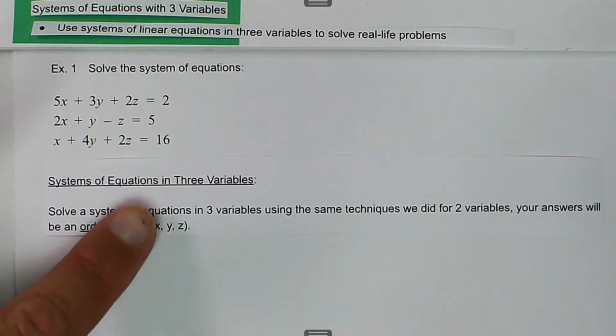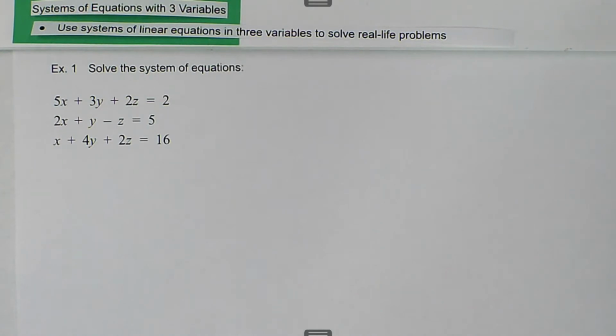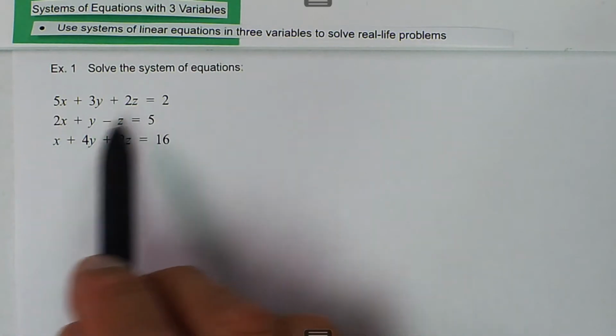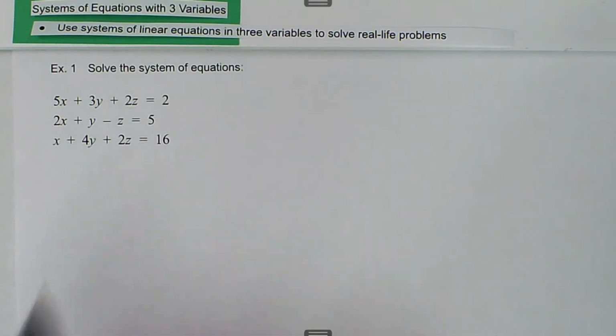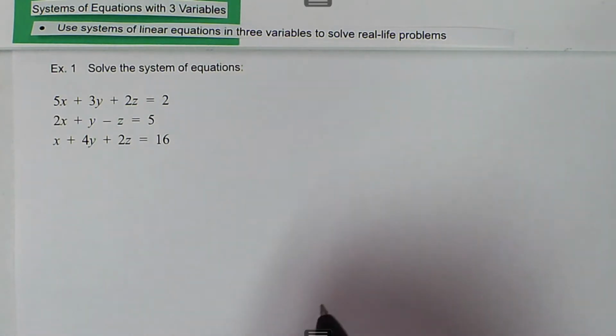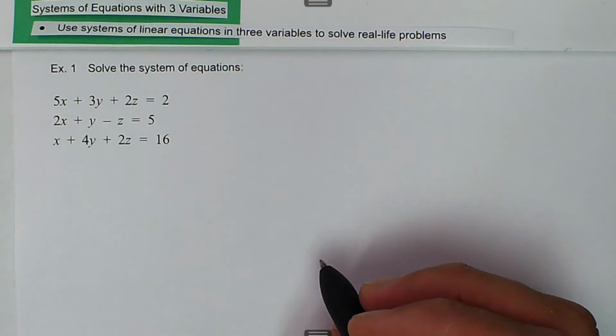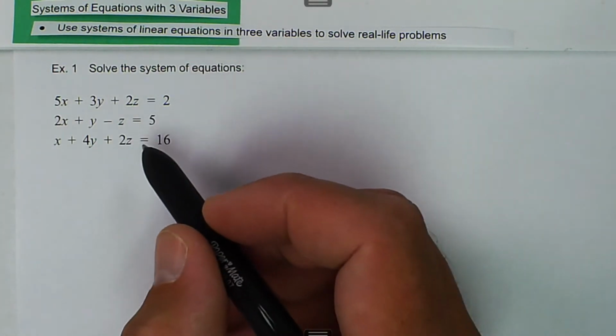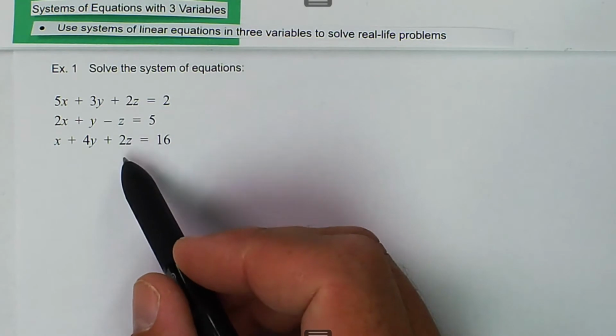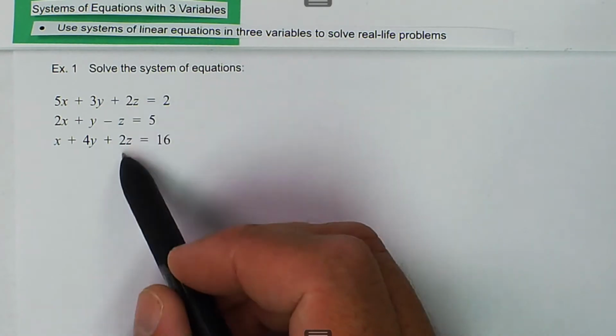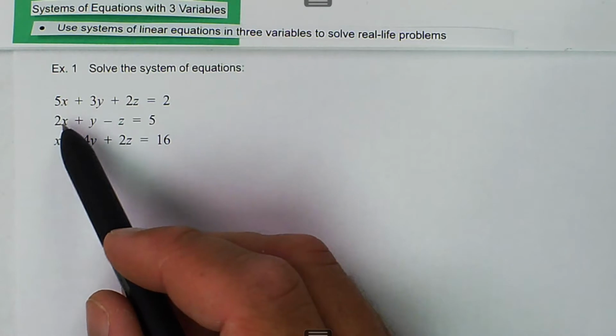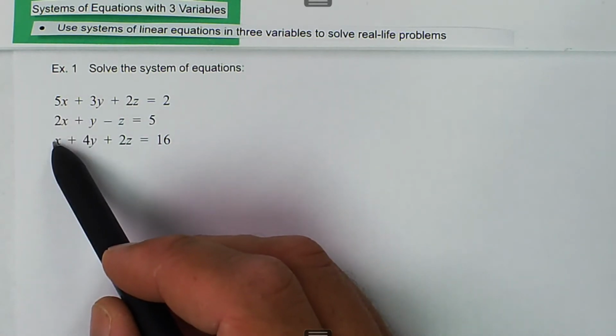So in order to do that, we either need to be able to use substitution or elimination. And in this case, because each equation has three variables in it, we are going to have to start with elimination. So we have to pick one of the equations that will nicely cancel out one of the variables. So we look at the coefficients. We have a 5, a 2, and a 1.